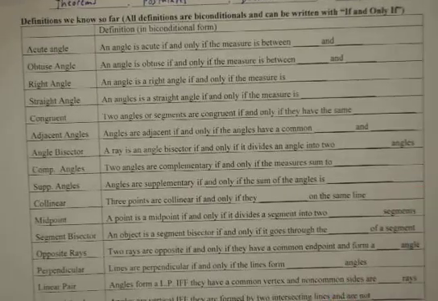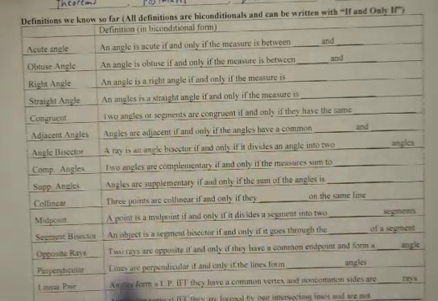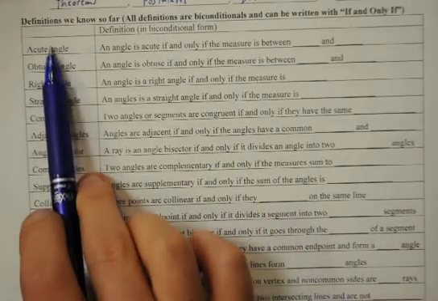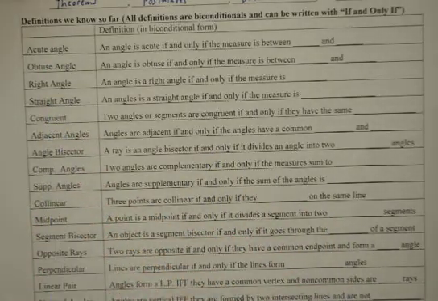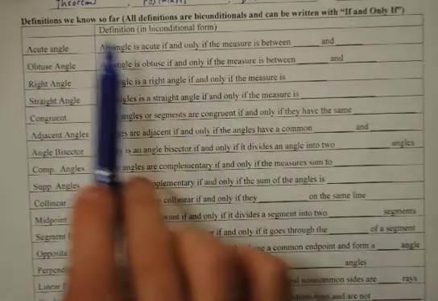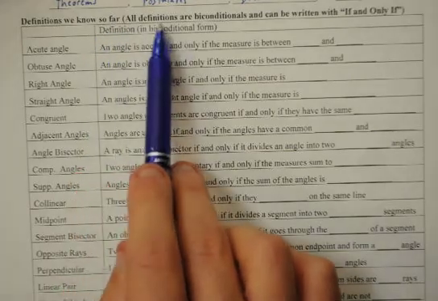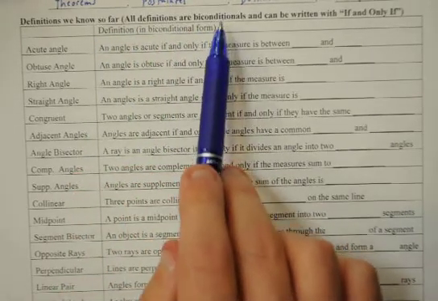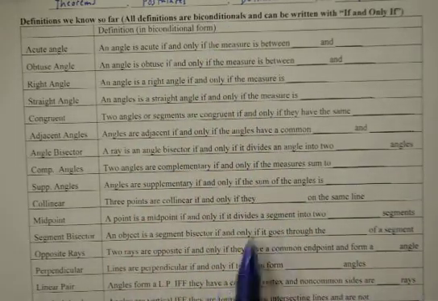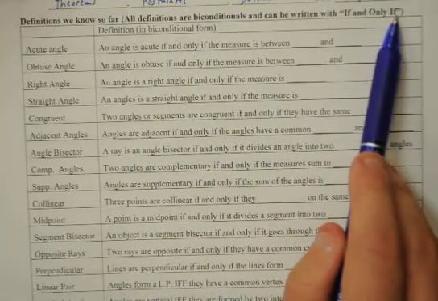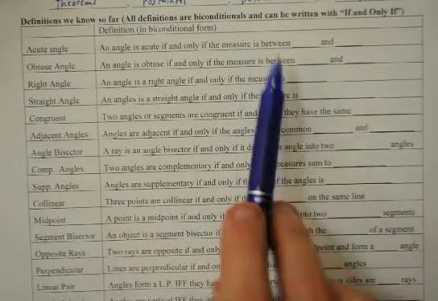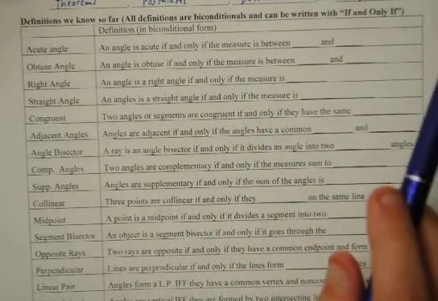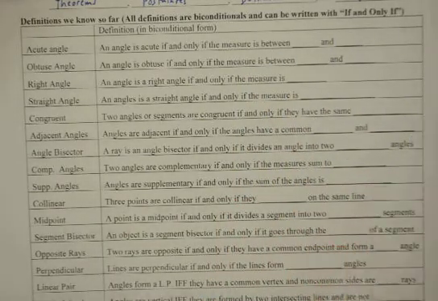So now what I've done is I've taken all of your vocabulary words that you've gotten up to this point. These are all the definitions. So we have definitions for all of these, and definitions are all biconditionals. So we can write all of our definitions in the if and only if. So here's what I mean by that. I'm going to just fill these in real quick.